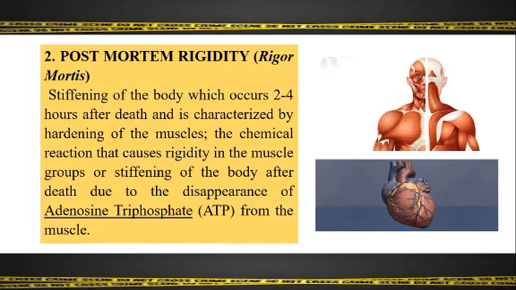Next, post-mortem rigidity or rigor mortis. Stiffening of the body which occurs 2 to 4 hours after death and is characterized by hardening of the muscles. The chemical reaction that causes rigidity in the muscle groups or stiffening of the body after death is due to the disappearance of adenosine triphosphate from the muscle. So, ano ba yung adenosine triphosphate? It's an organic compound that provides energy to drive many processes in living cells, muscle contraction, nerve impulse propagation, condensate dissolution, and chemical synthesis.